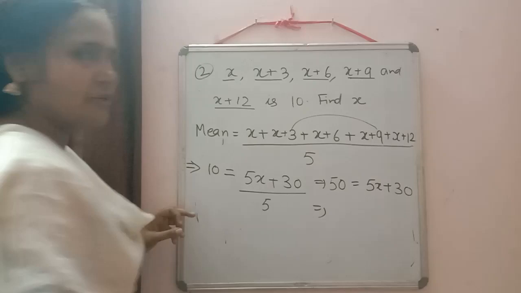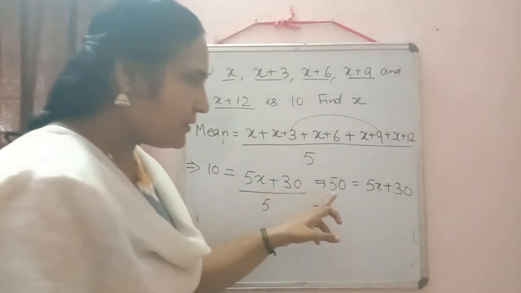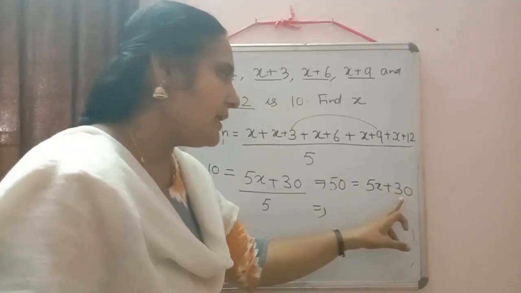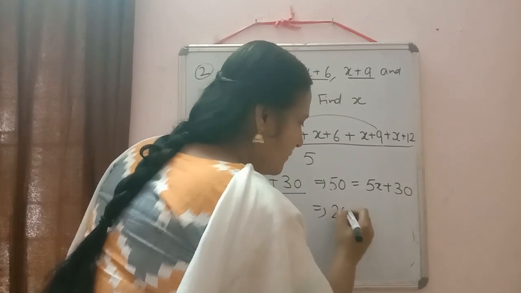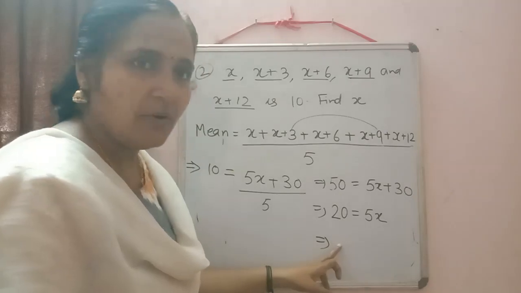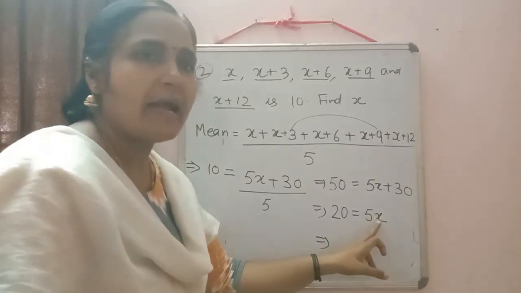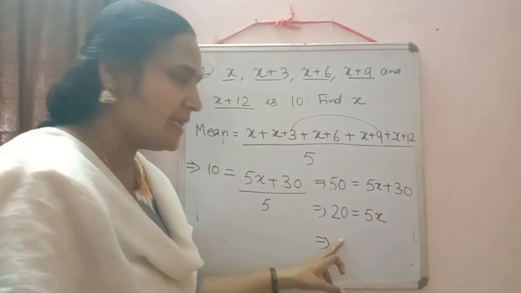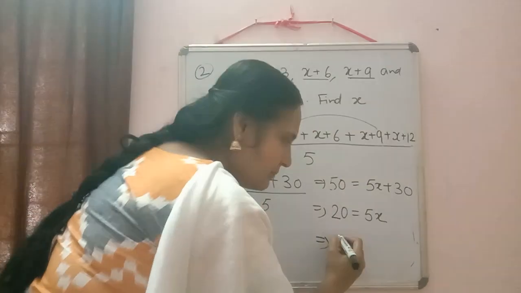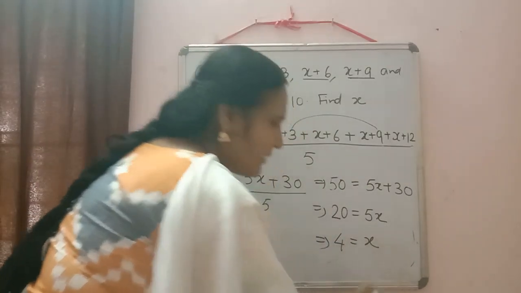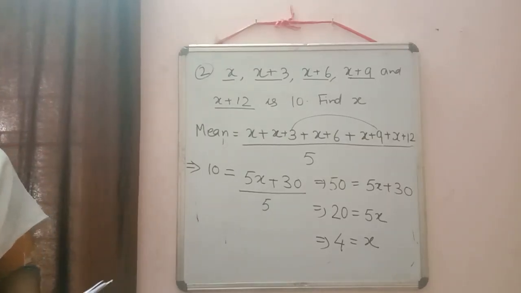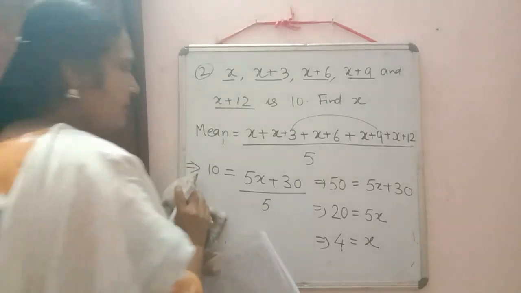Now 30 we can shift to the left hand side. Then 50 plus 30 will become minus 30. So 50 minus 30, that will be equal to 20, is equal to 5x. Now we will shift 5 to the left hand side. 5 is multiplied by x, so when you change the position, it will get divided. So 20 divided by 5. What will be 20 divided by 5? Yes, 4. So the value of x is equal to 4. So I think this question is clear to you. Okay, so we'll write the next question.